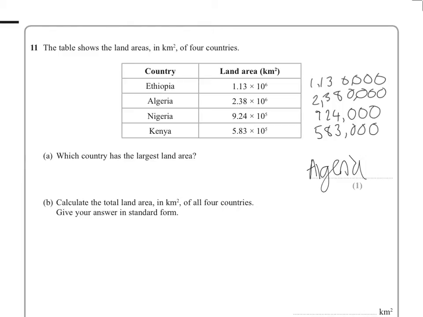Calculate the total land area in kilometers squared of all 4 countries. Well, if I sum the land area of those 4 countries, I get the solution 5.017 times 10 to the power of 6.